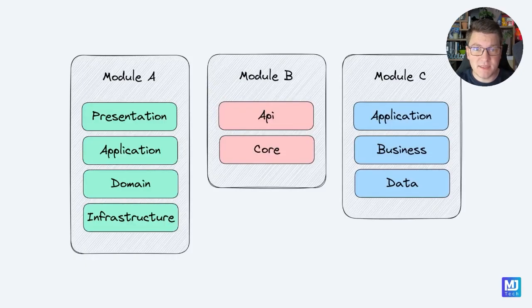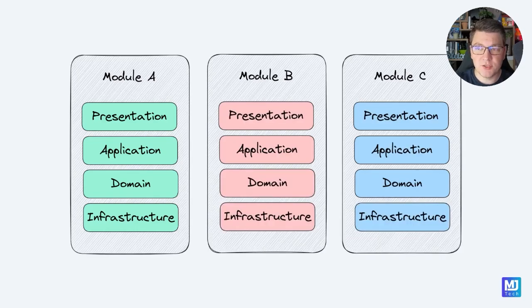In one of the previous lessons, I mentioned that we should be able to treat each module as a standalone application, which also means that we can apply any architectural style that we think is a good fit for that particular module. So in this example, we could have one module using the clean architecture, another module using some variation of the vertical slice architecture, and the last module using the traditional three-layered architecture with an application, business, and data layer.